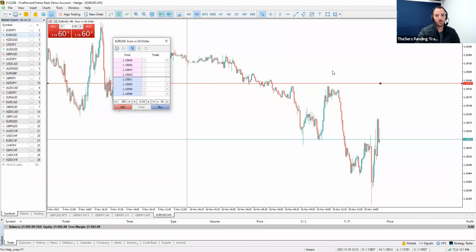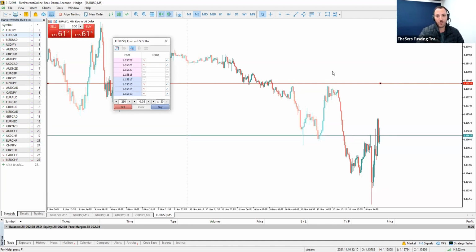Martingale would be doubling up, which is not what we're going to do. We're just going to split my predefined risk, which is 0.5%, into little pieces. Okay, I hope that makes sense.